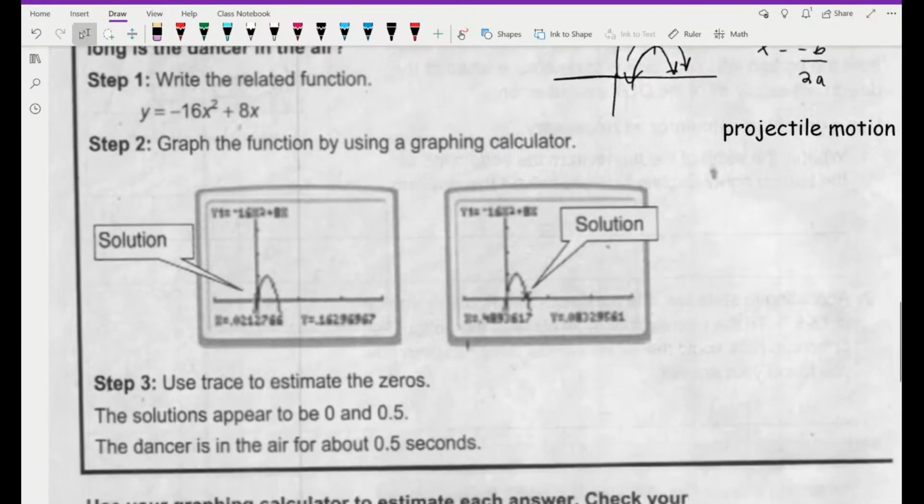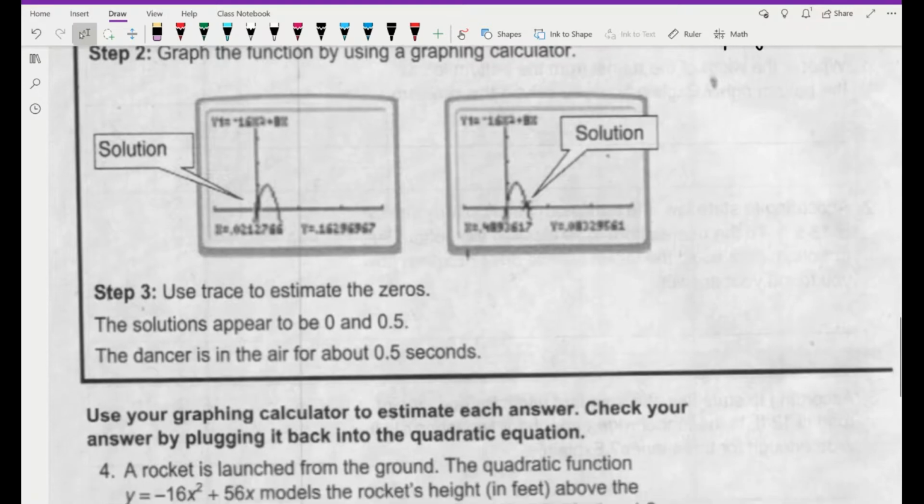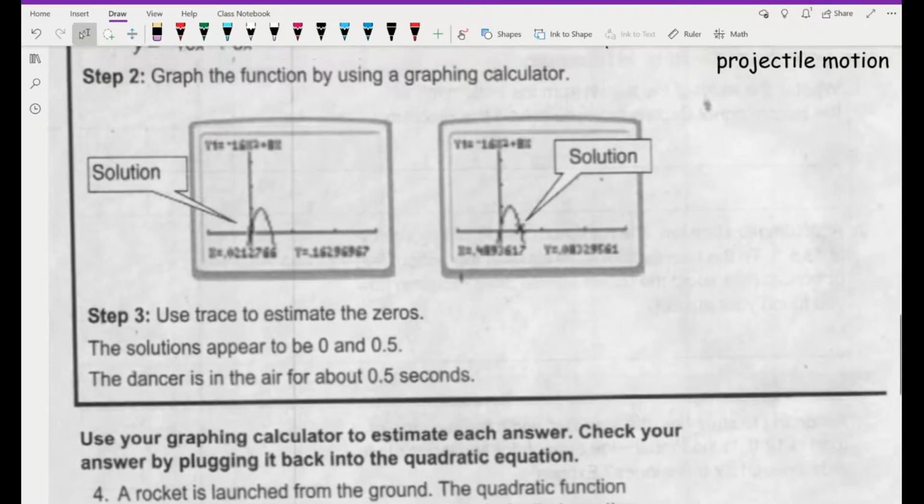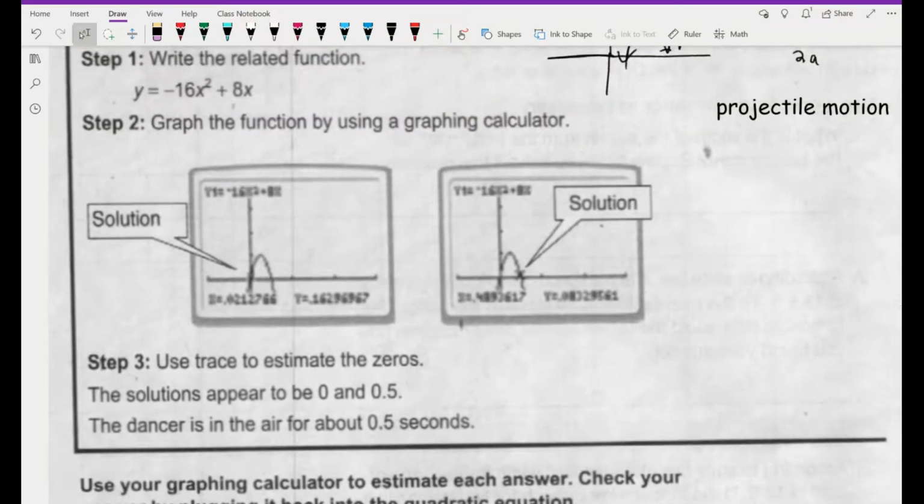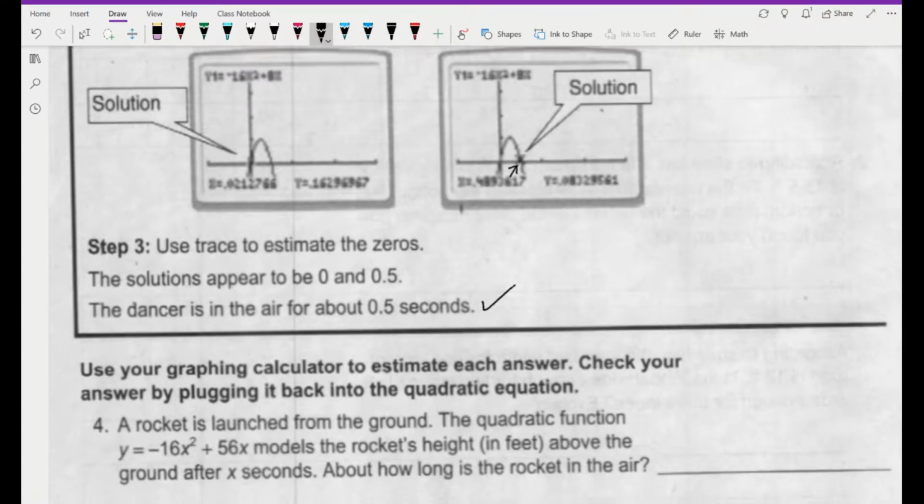So let's look at the example. Here it's just graphed for us. And they actually found the time. They got these decimals. So I'm guessing when we found the value here, it comes into a fraction, and then the x equals negative b over 2a. And so we just used a graphing calculator. And it said the answer was in the air for about 0.5 seconds right here. According to this, it was 0.5 seconds.